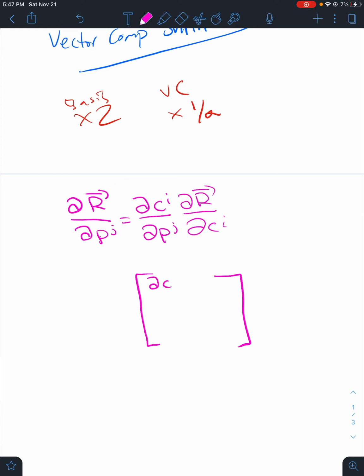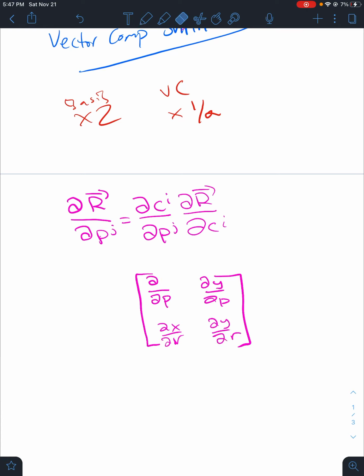Here's C1 over P1, C2 over P1, something like that. You basically have these components in the Jacobian. It's like partial x over partial p, partial y over partial p, partial p over partial x, partial p over partial y. Oh yeah, I got partial x over partial r, and then partial y over partial r.